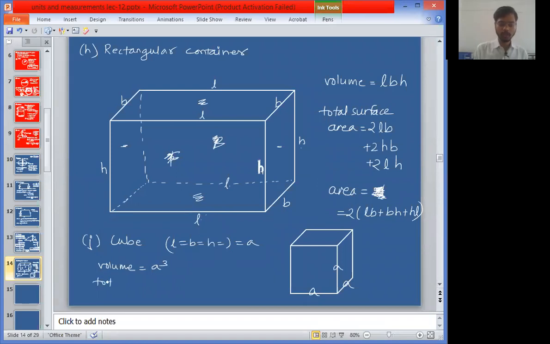And total surface area is equal to, you have 6 surfaces and each surface area is length into breadth, means A into A. Each surface area is A square. So 6 times A square.